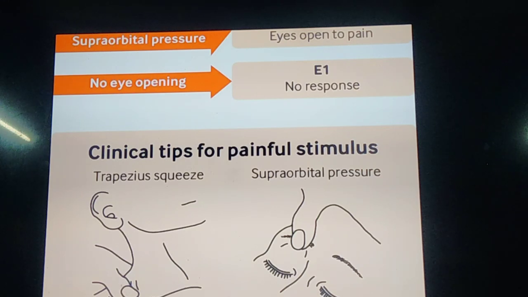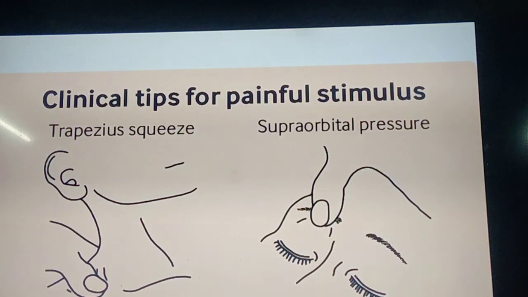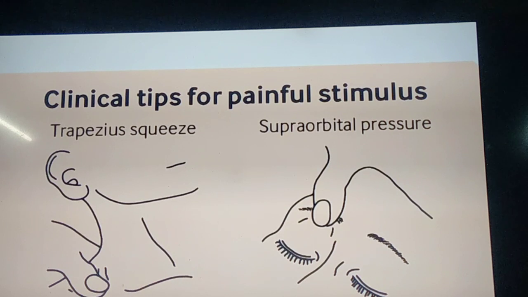But then you can do the trapezius squeeze. As you can see over here, with the help of our thumb and index finger, we are going to squeeze or pinch the trapezius muscle here on the shoulder. Fine. Otherwise, we can apply supraorbital pressure. That is here at the supraorbital region, at the notch. With the help of our thumb, we are going to apply pressure. We give a painful stimulus there, and then the patient opens the eye.